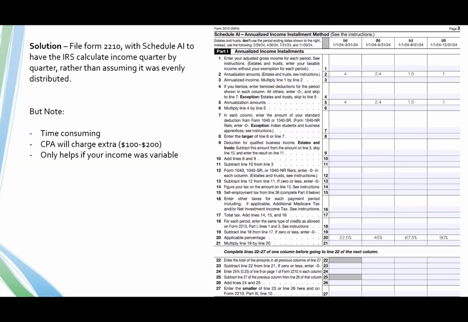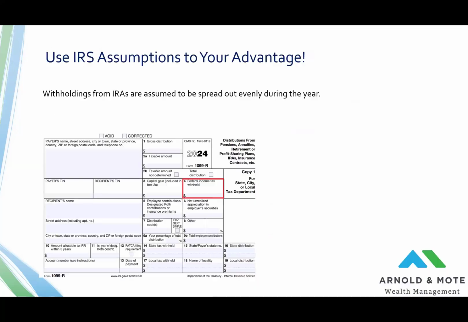And again, this only helps when your income was variable. If you just under withheld during the year because you forgot to make payments, this is not going to help you. This is only going to help you if your income truly was variable.